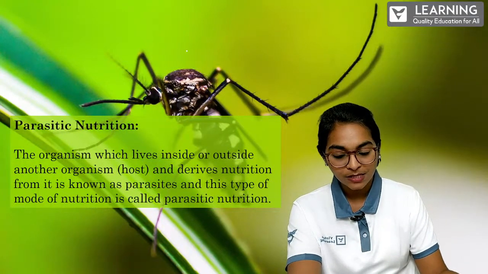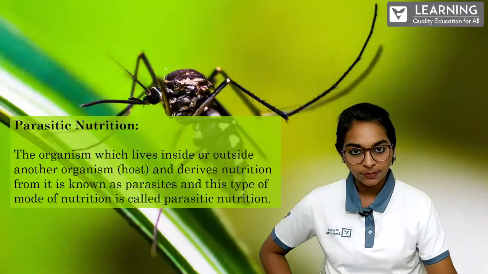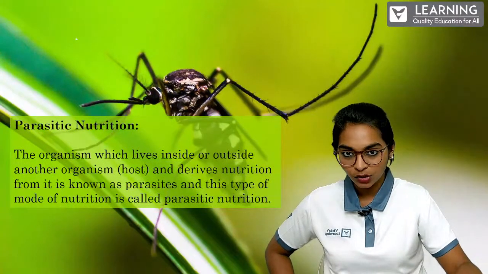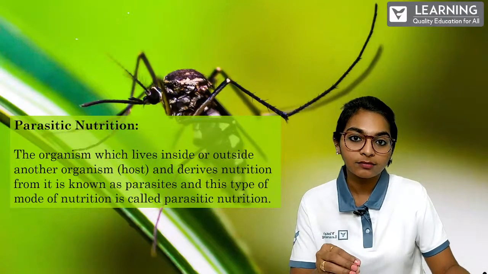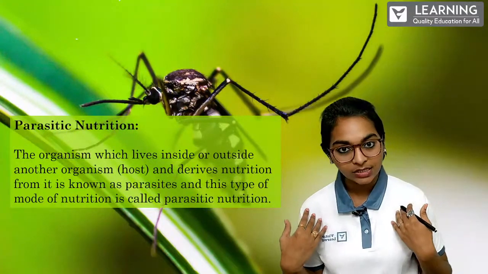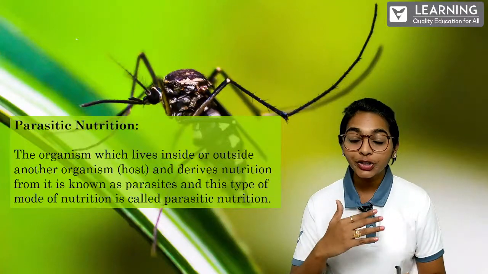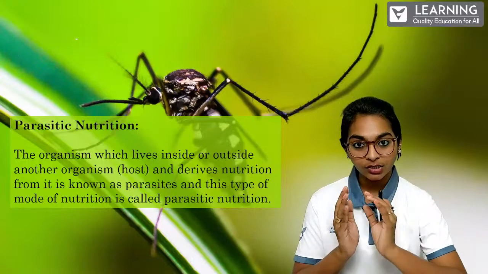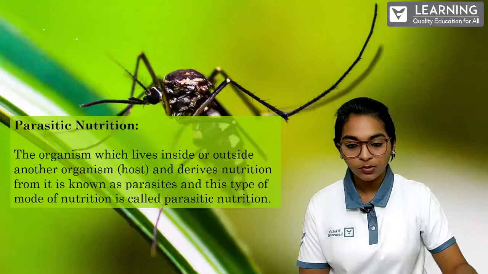Clear? So how do they consume? Very simple. Listen, these parasites directly sit on the host, and from the host they take nutrition which is already prepared. They will not sit and eat the food the organism is eating. After the food is eaten, during the process of assimilation or transportation, when the entire food is converted into energy and that energy is transported in the body, from there they take it. For example, take this mosquito.